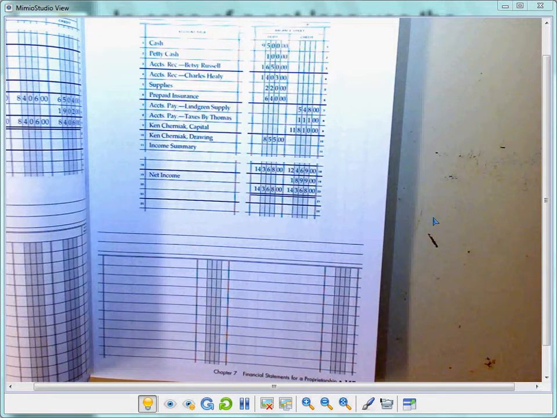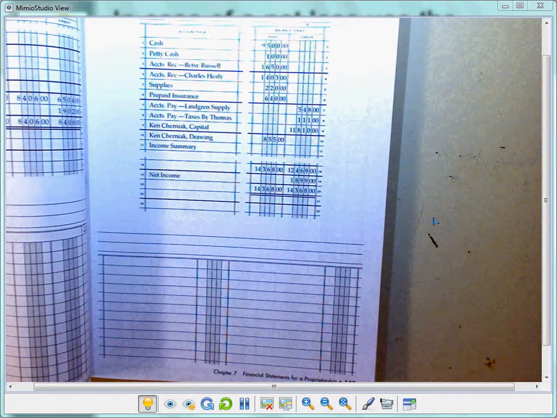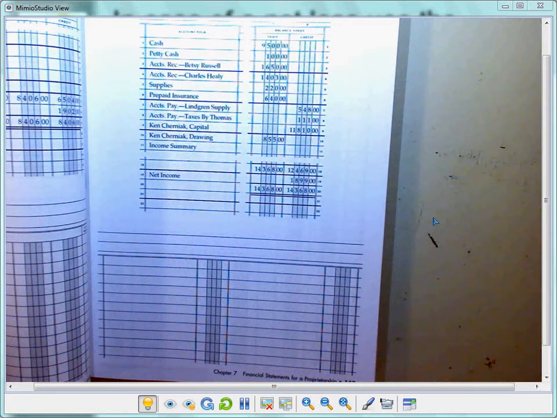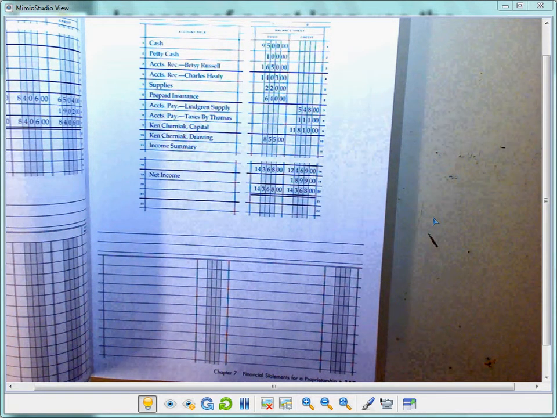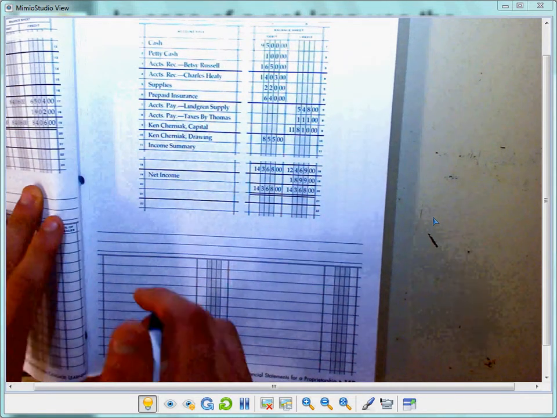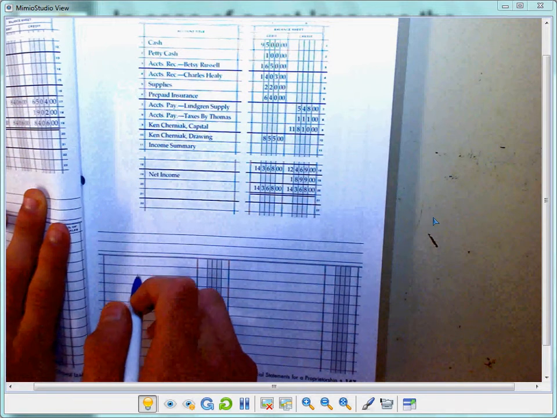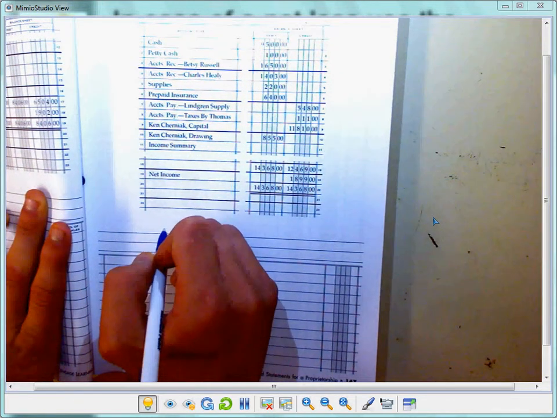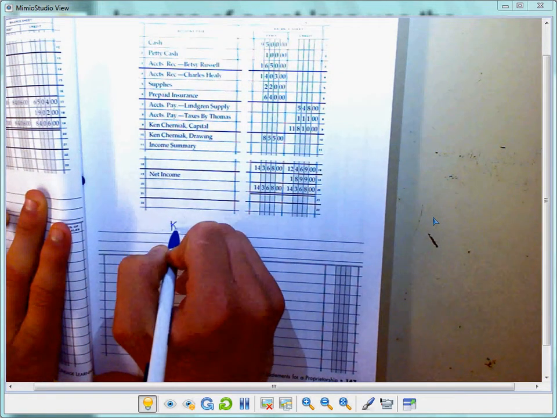Okay, so we are preparing our balance sheet for April 30th of the current year. So we're going to start out doing our heading information first. Our top line there is Ken's Carpet Cleaning. Right there, Ken's Carpet Cleaning.